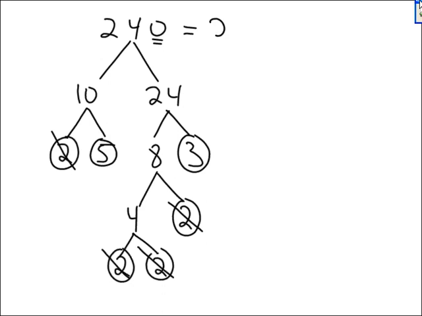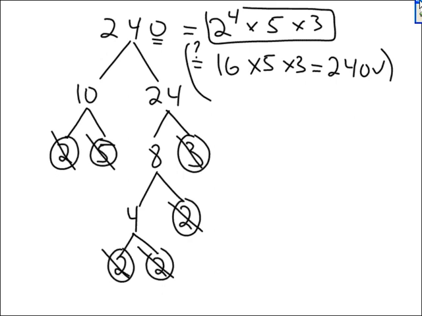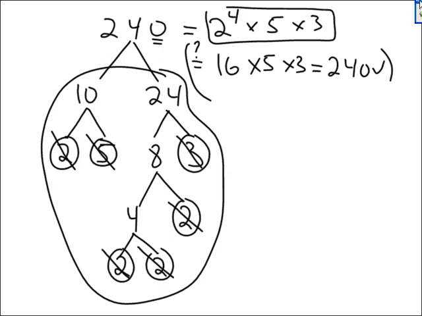So 240 is 2 to the 4th times 5 times 3. And for the record, this is like a check here: 2 to the 4th is 16, times 5 is 80, times 3. Yep, that's 240. But again, the answer is here. Nobody is really looking to see this work. They're looking to see the prime factorization.